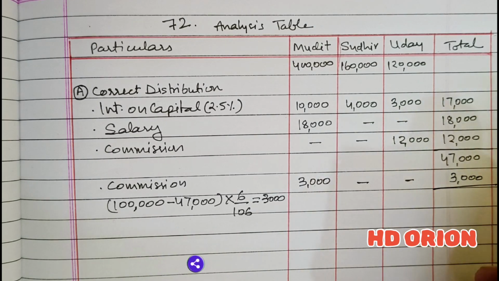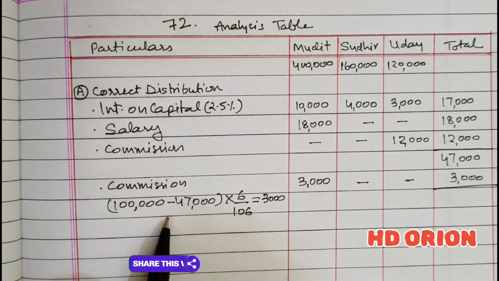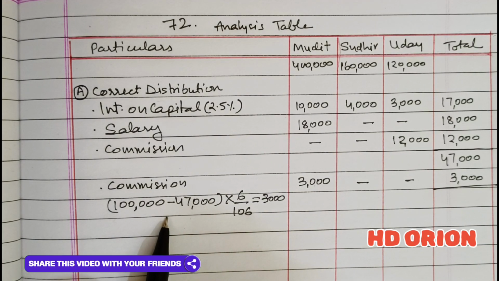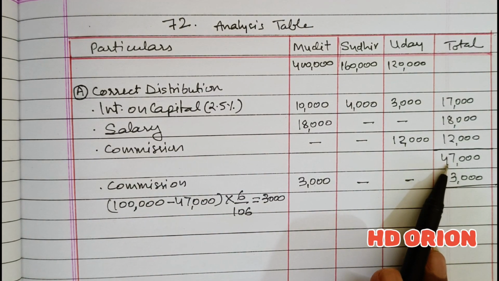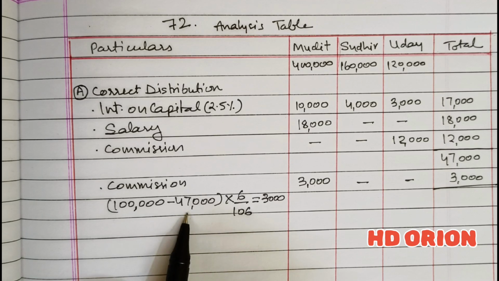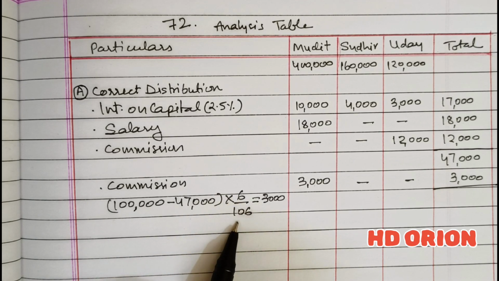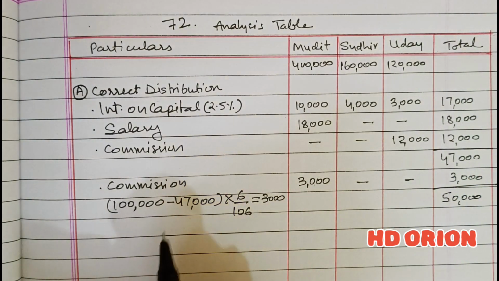So there are two commissions. First commission is directly given in the question. The second commission we have to calculate on divisible profit after charging such commission. So out of rupees 1 lakh, when 47,000 has been given to the partners in the form of interest on capital, salary and commission, the remaining profit is how much? It is 53,000, and 53,000 into 6 divided by 106, because the phrase after charging such commission is used in the question. So it is 3,000. So you see 50,000 is given to the partners in this way.